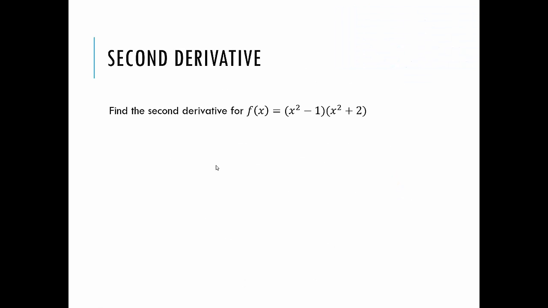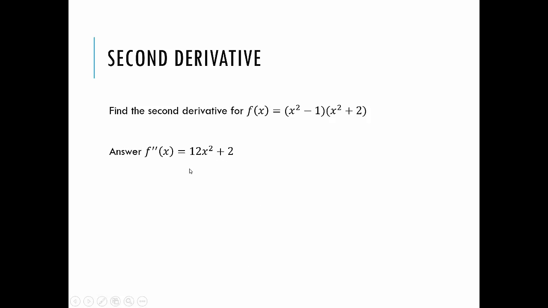All right, let's let you practice a little bit. Find the second derivative for this. As you can see, you can either multiply it, FOIL it out, or you have a product. And so what I would do is pause this. Now that you've come back, check your answer.